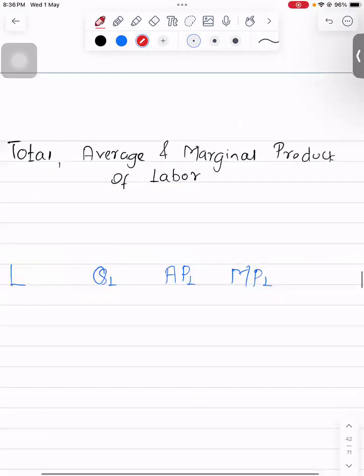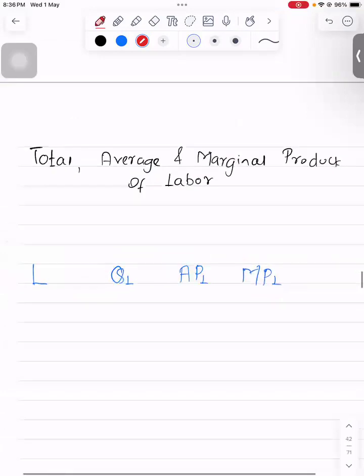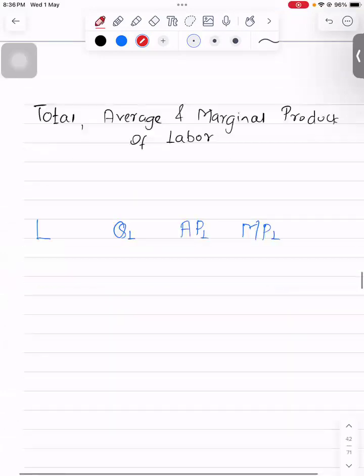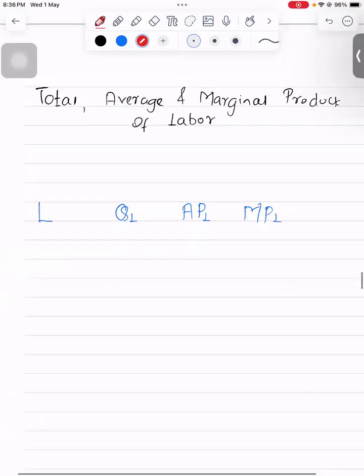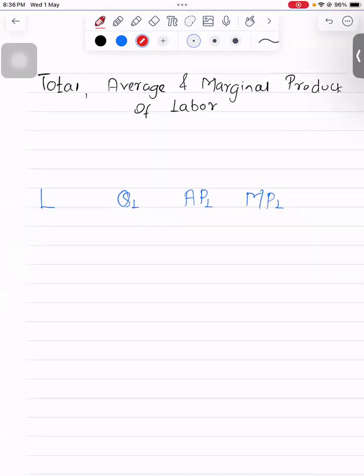Now in this slide, we will talk about total, average and marginal product of labor. We will prepare this entire table to understand these concepts. Here L stands for number of units of labor.